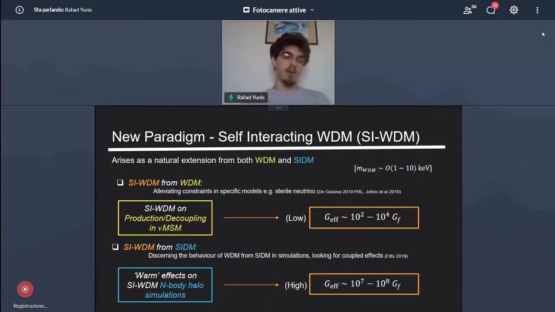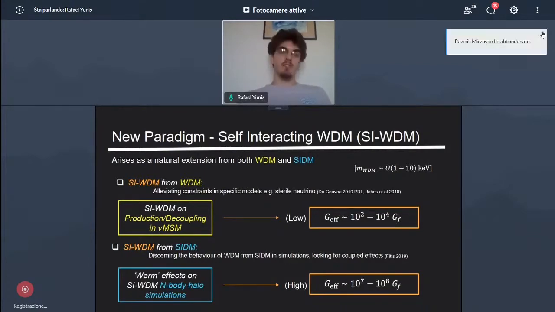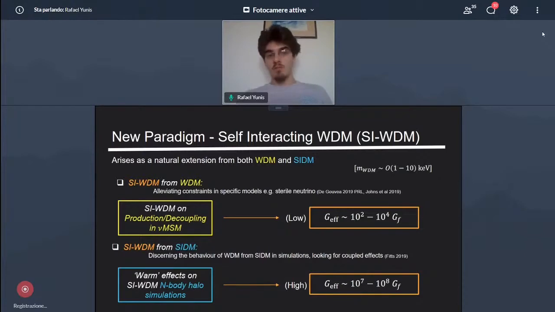For example, you can have models of self-interacting warm dark matter arising from warm dark matter models, for example, in the production and decoupling of light sterile neutrinos. These favor lower interaction constants. Or self-interacting warm dark matter from self-interacting dark matter, trying to distinguish warm effects in self-interacting N-body halo simulations. These approaches favor higher interaction constants.